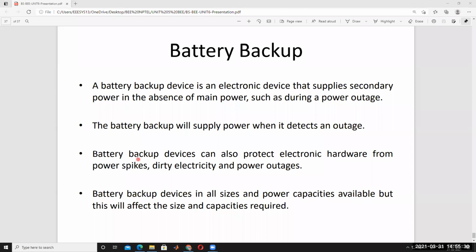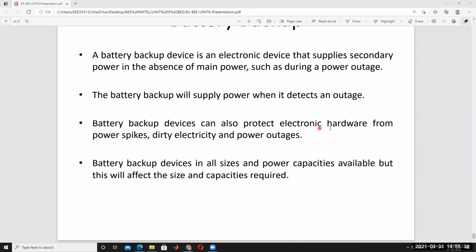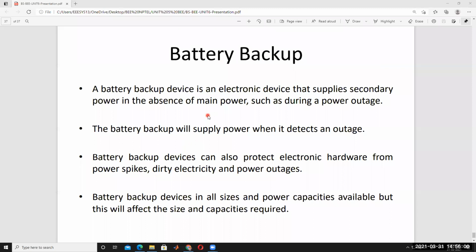A battery backup device can also protect electronic hardware from power spikes. In cases of sudden shutdown of the electrical power supply, this type of battery backup is used. It can protect your electronic devices. Battery backup devices are available in all sizes and power capacities, but this will affect the capacity required. So this is about battery backups.